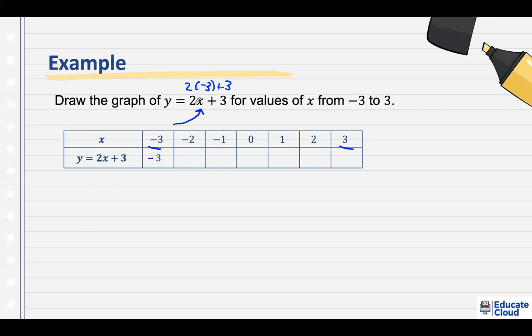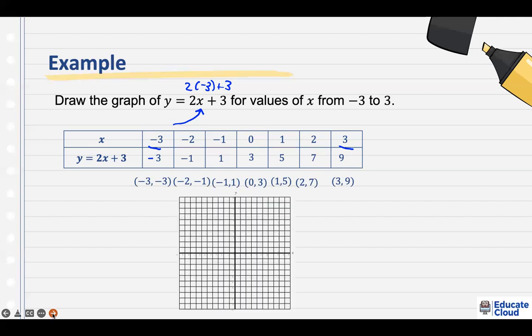The next one is -2. Substitute in -2 into that. So you'll get -4 plus 3, so that should be -1. And then -1. Substitute in -1, you get 1. Substitute in 0, and you get 3, and so on. And then you get all your different coordinates. So here are all your coordinates that you're going to now plot.